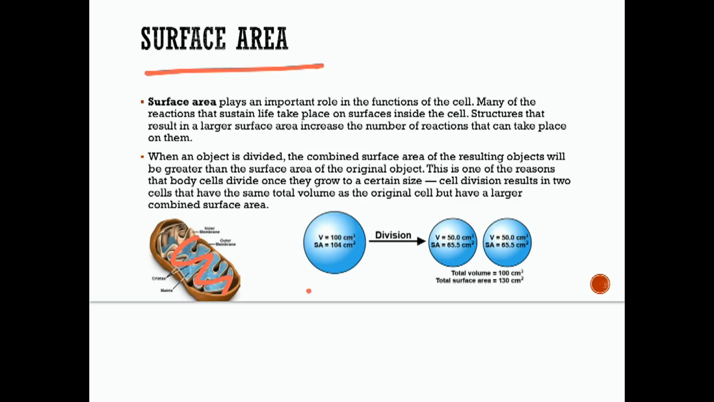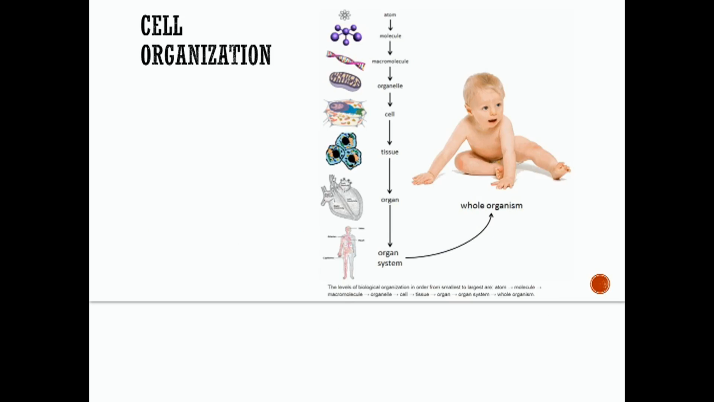Also, when an object is divided, the combined surface area of the resulting objects will be greater than the surface area of the original object. This is one of the reasons that the body cells divide once they grow to a certain size. Cell division results in two cells that have the same total volume as the original cell, but have a larger combined surface area. Brilliant.